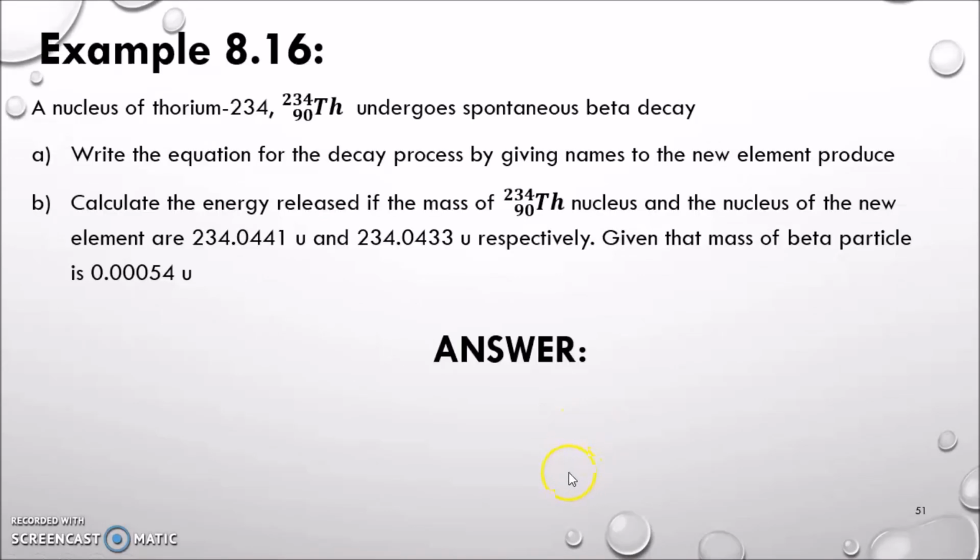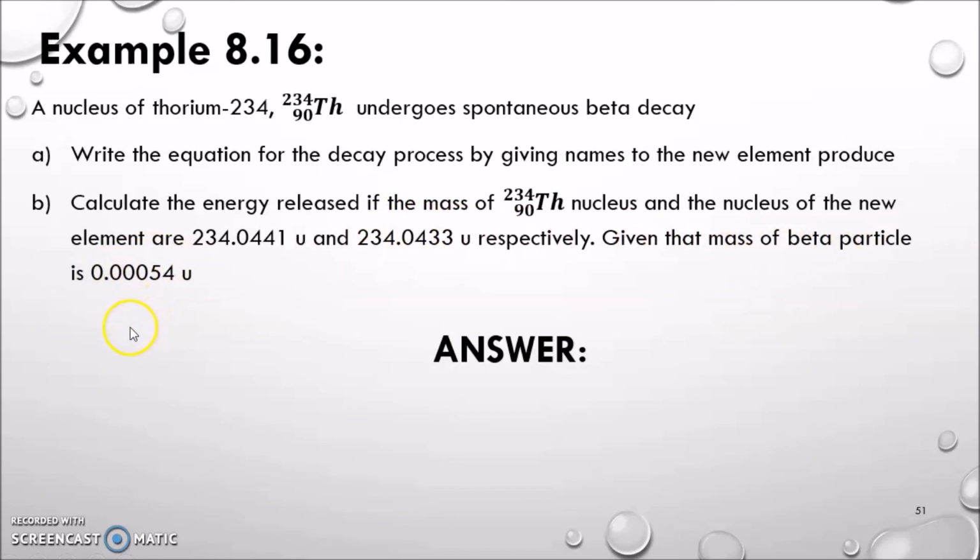Example 8.16: we have a nucleus of thorium that undergoes spontaneous beta decay. So it will produce beta particles. A, write the equation for the decay process, giving a name to the new element produced. And B, calculate the energy released if the mass of the thorium nucleus and the nucleus of the new element are given. Okay, this is the mass of the thorium nucleus, and this one is the mass of the new element. The mass of the beta particle is given here.